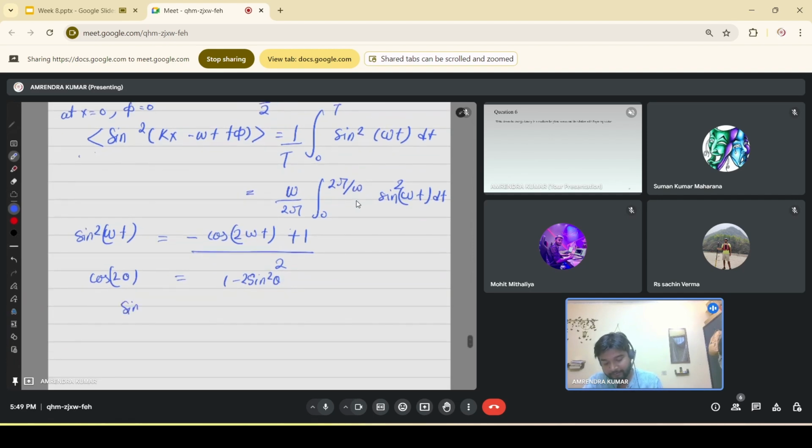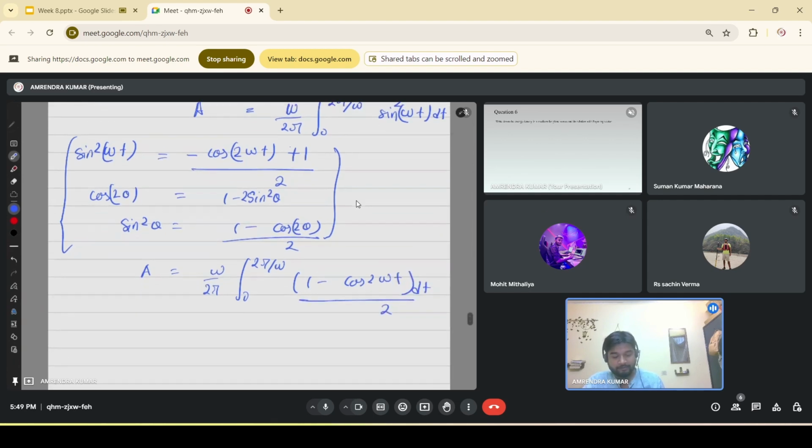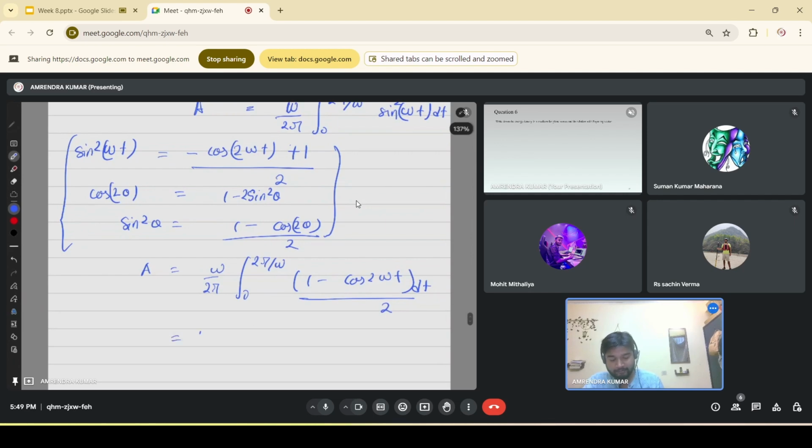So sine square theta will always be (1 minus cos 2 theta) over 2. So this is how it is. Now, if you calculate the average of this, this is A, so this A will be omega over 2 pi, integral 0 to 2 pi by omega, of 1 minus cos 2 omega t over 2 into dt.